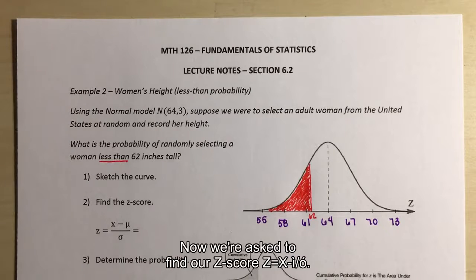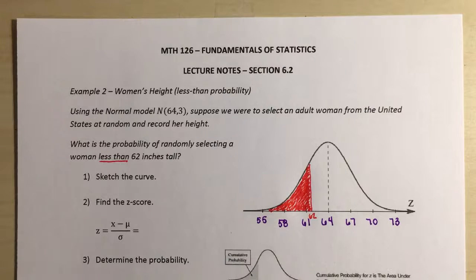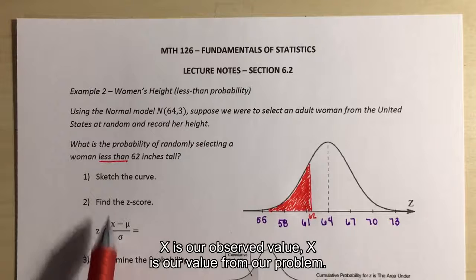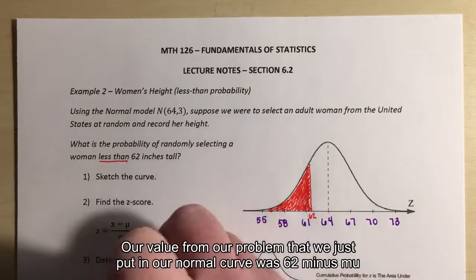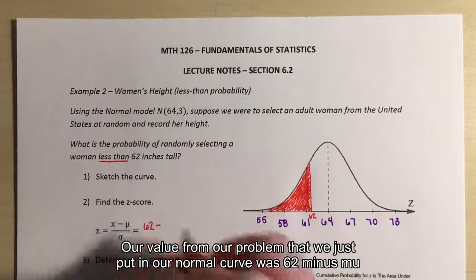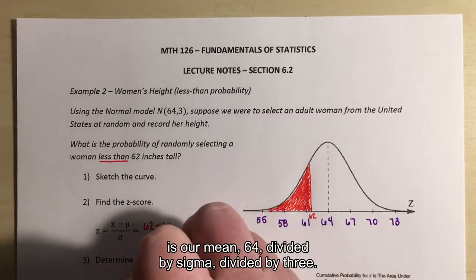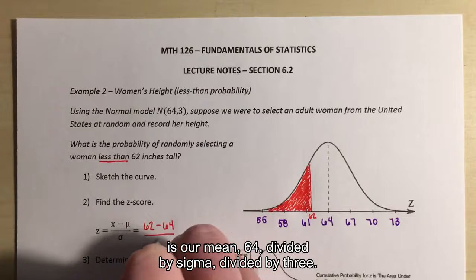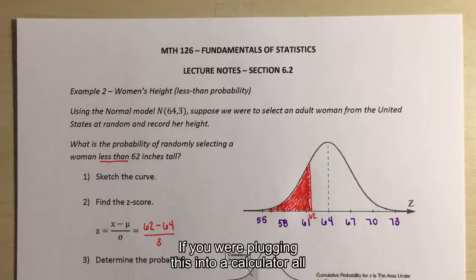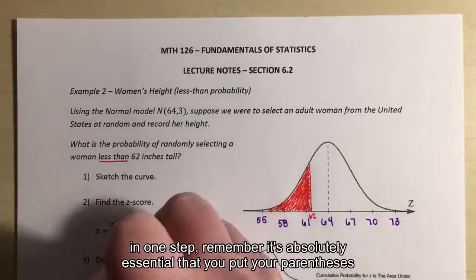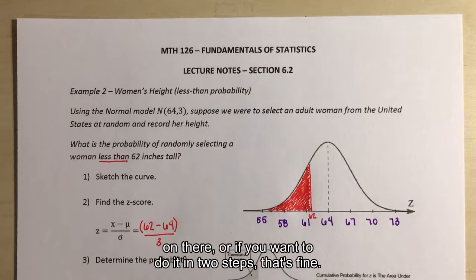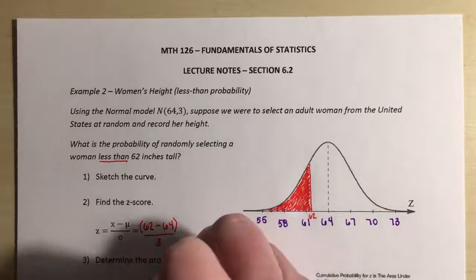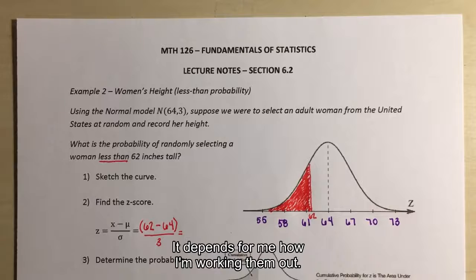Now we're asked to find our z-score. Z equals x minus mu over sigma. X is our observed value, our value from our problem. The value we just put in our normal curve was 62. Minus mu, our mean, 64, divided by sigma, 3. If you are plugging this into a calculator all in one step, remember it's absolutely essential that you put parentheses on there. Or if you want to do it in 2 steps, that's fine. It depends on how I'm working them out.